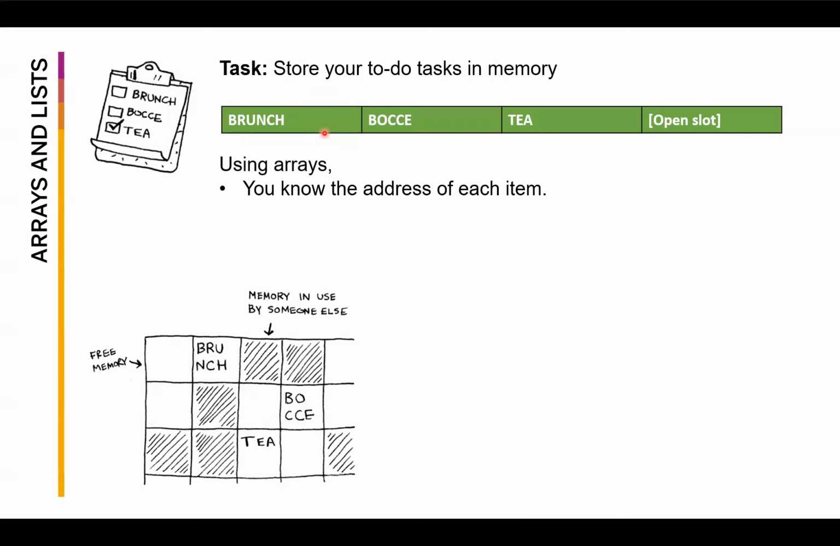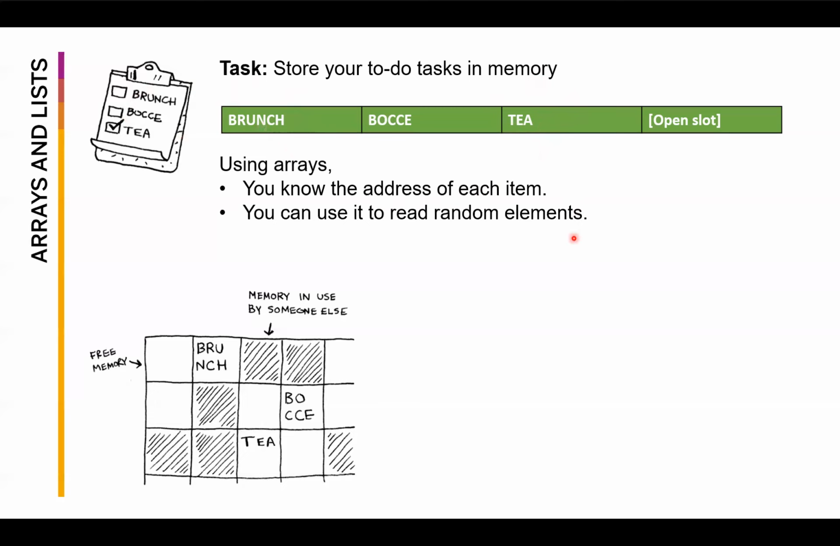I'm just simplifying. If we are talking about address, we are actually referring to the hex number that you've seen earlier. So we know which address or which slot brunch occupies, bocce occupies, and tea occupies. That means if you have a random index which points to a physical address, you can use arrays to read random elements. Let's take a random number between 0 and 2, say 2, then you can simply pull out what information is at index 2, which is tea. Let's say randomly we pick 0, we know where index 0 is, then we pull out brunch instead.